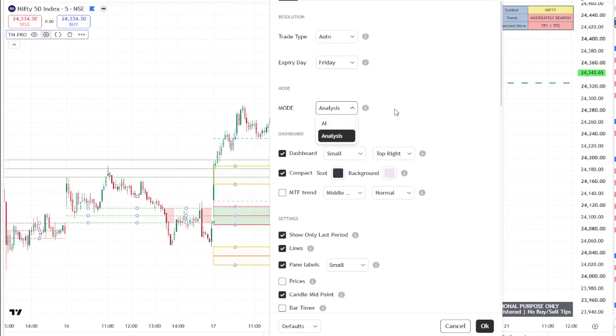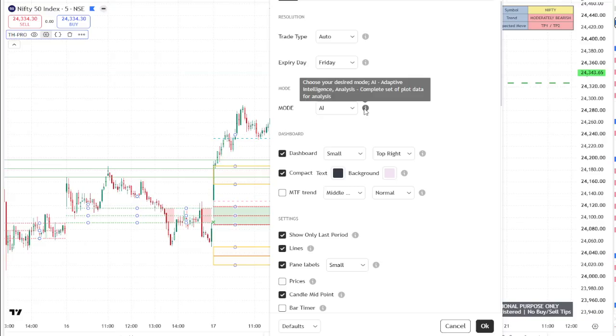Analysis mode is where you do the analysis part of it, where our indicator is mainly based on pivots, so you will see every data that is required for pivot based analysis. Everything will be plotted by default for you. We will get in depth on that. Okay, and the new feature that we have introduced is the AI mode.